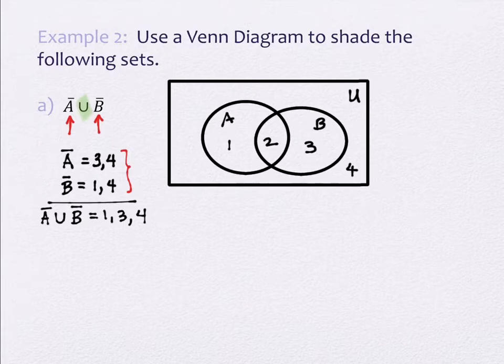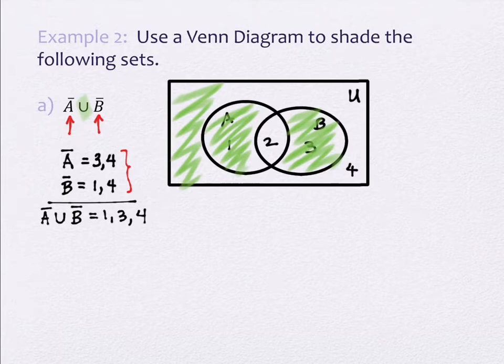Common mistake number 2 is stopping right here. You did all the hard work and you just don't answer the question. Because the directions actually told you to do what? Shade. So go back with whatever shading utensil you'd like. If you want to use colors, that's fabulous. If you just want to use your pencil, no problem. We're going to shade regions 1, 3, and 4. Okay?